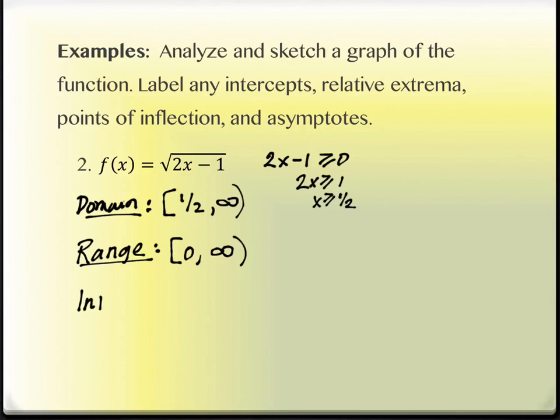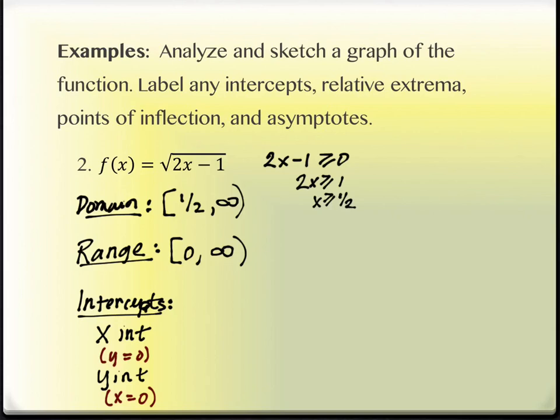Intercepts. Well, my intercepts are determined when x and y equal 0, right? So the x-intercept is when y equals 0. And my y-intercept is when x equals 0, which is the easier of the two. So let's do the y-intercept first. If I let x equal 0, what do I get?